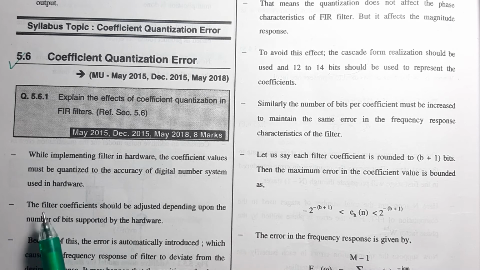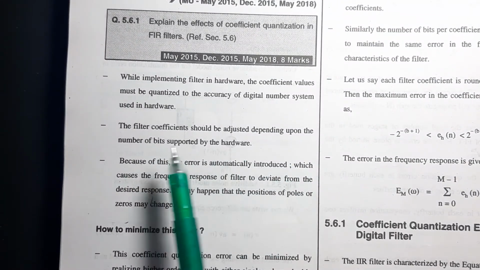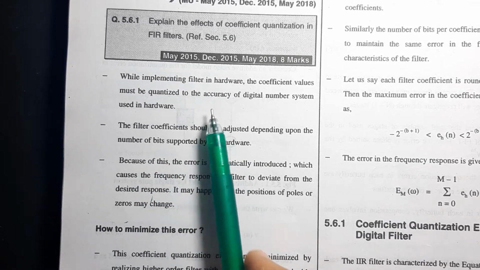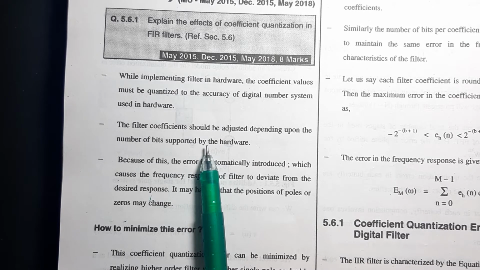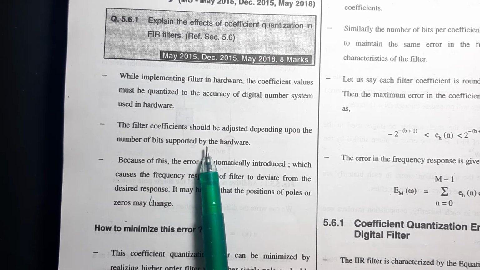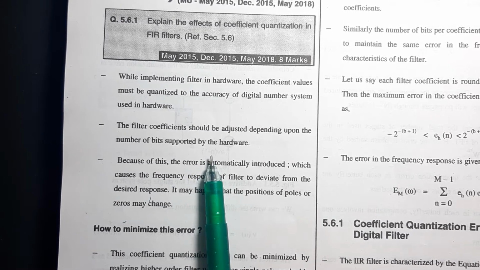Now, the filter coefficients should be adjusted depending upon the number of bits supported by the hardware. You cannot have just any random coefficient and expect that the hardware should be able to support it. There is a certain system in order. There is a certain set or protocol to be followed.